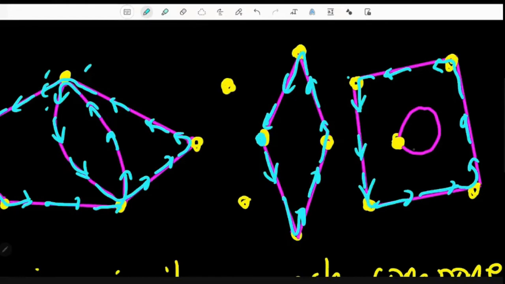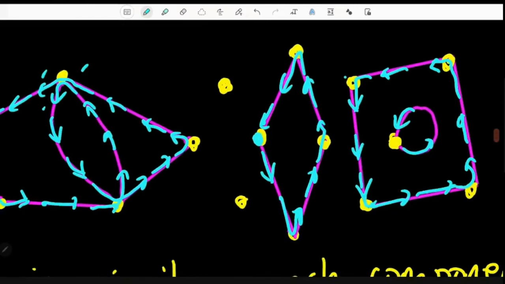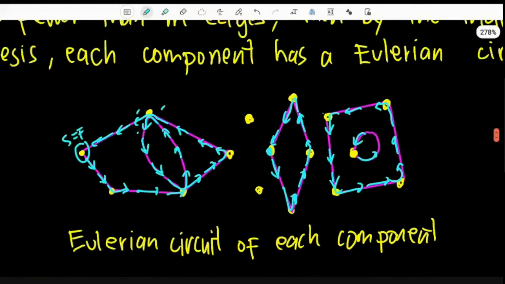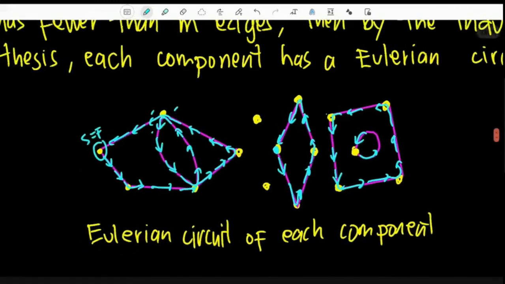And for the loop, of course, either you go clockwise or you go counterclockwise. Wala ka naman ng choice. Isa lang naman yung loop mo. So, each of them are Eulerian graph. Right? So, since each of them are Eulerian graph, then we can find a circuit, a Eulerian circuit for each of the component.